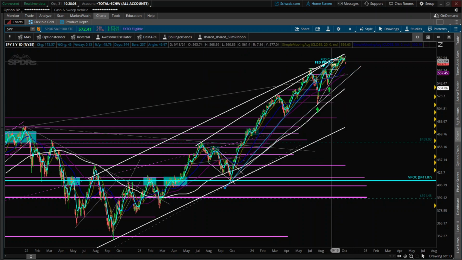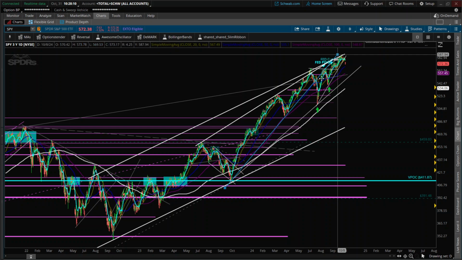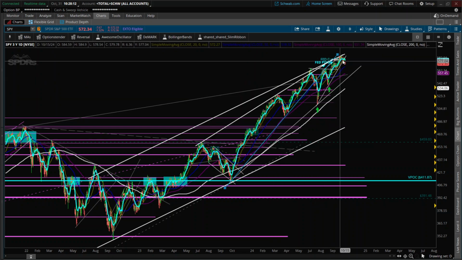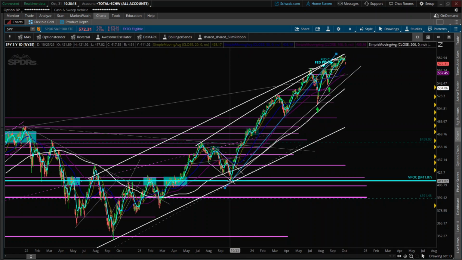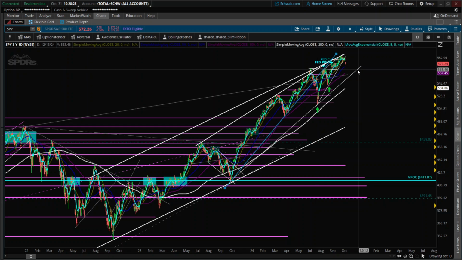This originally was from this low here, but clearly we made new highs. And so it doesn't matter where you put it, because we have the low here anyway. So you can have that low and that low. It creates your trend lines.